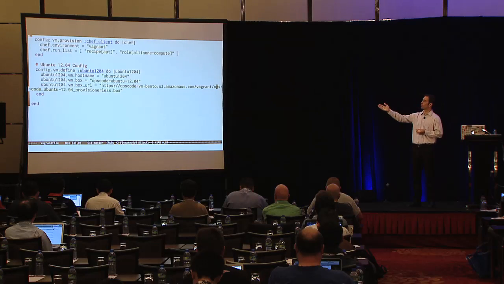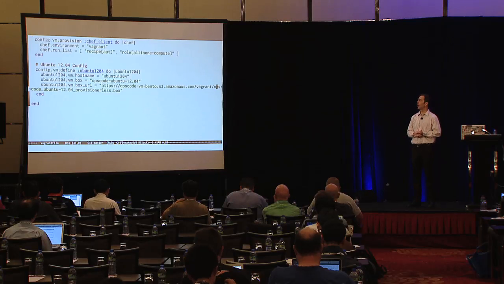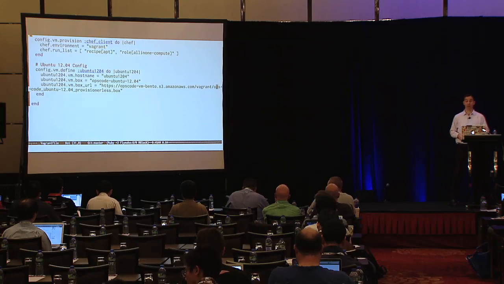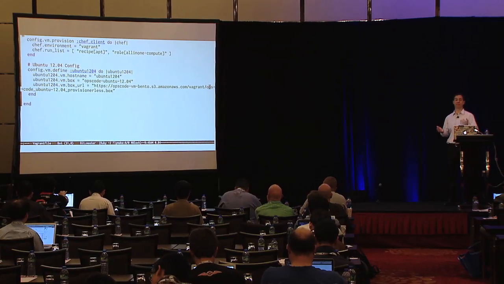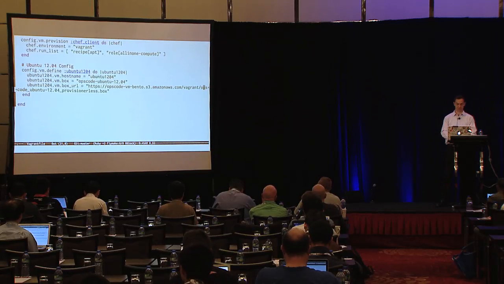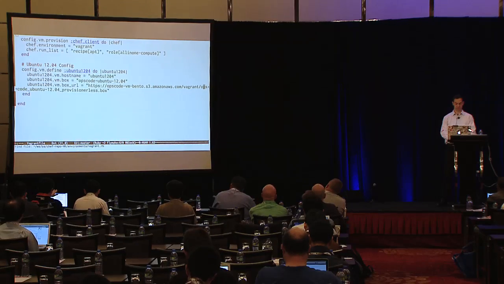And then we run our Ubuntu 12.04 image, the hostname Ubuntu 12.04, the name of the VM box, opscode Ubuntu 12.04. The URL there is where we keep all of our bento boxes. Notice it's 12.04 provisionless, a very vanilla image. That URL is pretty stable. That's our Vagrantfile. It's actually not that complex compared to others. So let's take a look at the Vagrant environment.